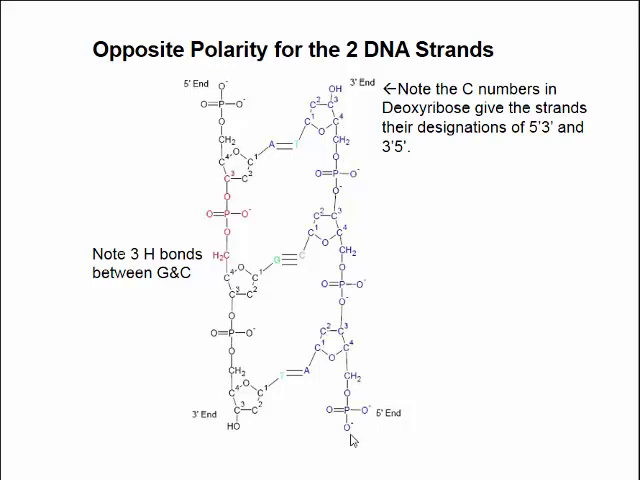The opposite strand runs in the opposite direction with the 3' carbon here closest to the 5' carbon of the matching strand. So this is 3', here's your phosphate, 3' to 5'.